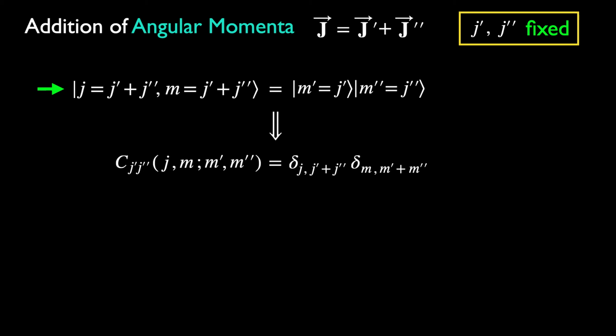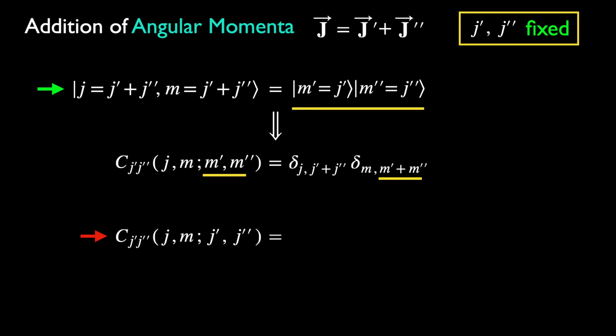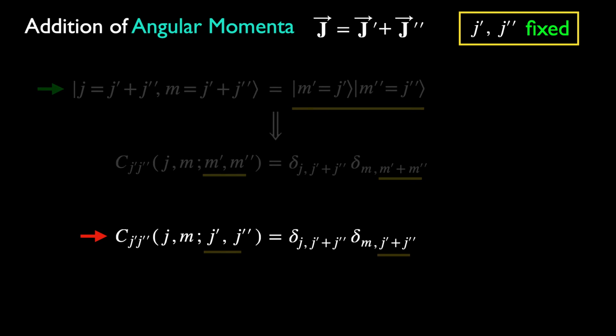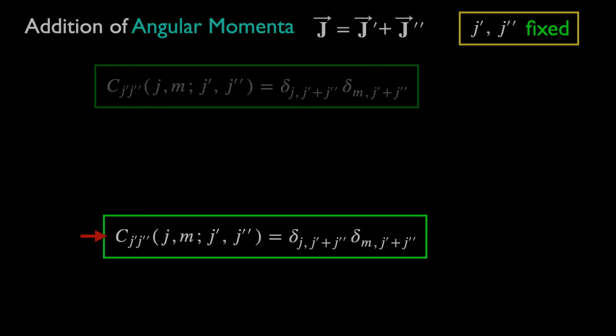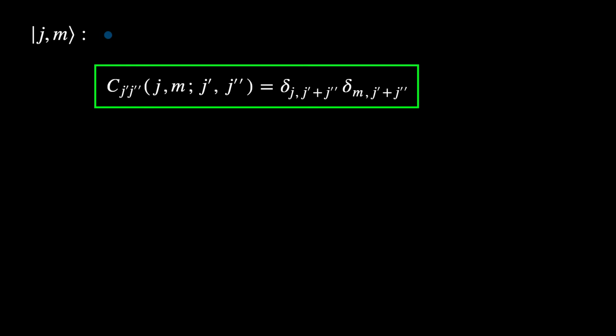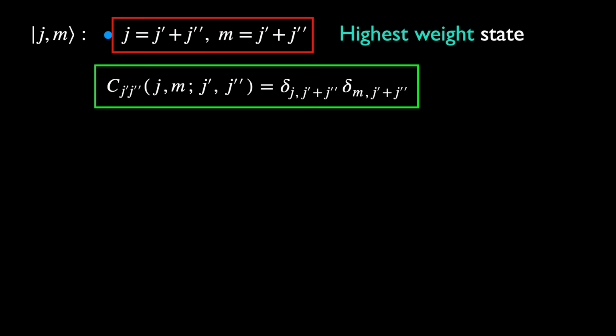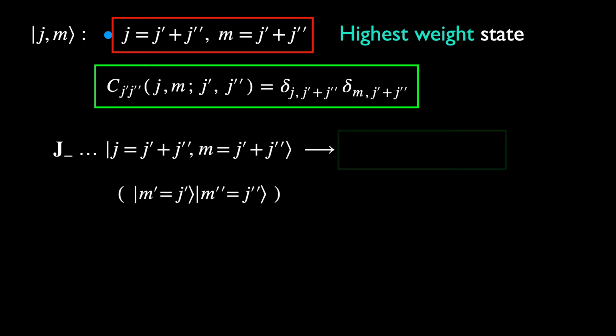Let's substitute in the fixed values of M' and M'' from the right-hand side of this equation. Thus we have solved our first Clebsch-Gordan coefficient, which belongs to the highest weight state of the J equals J' plus J'' total angular momentum multiplet. As usual, applying the lowering operator to this state will give us the rest of the multiplet.